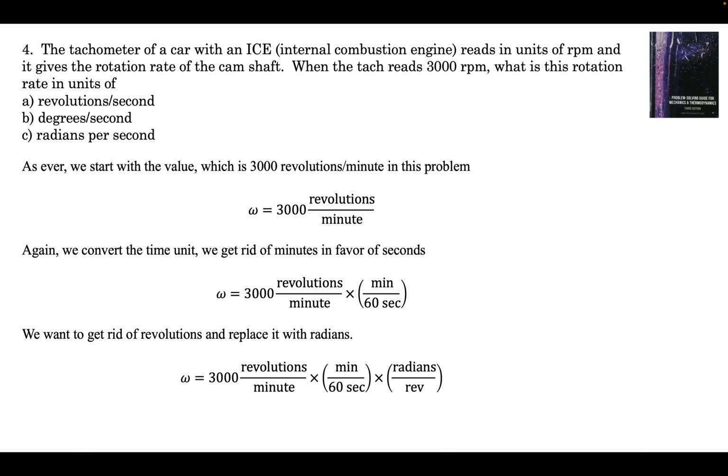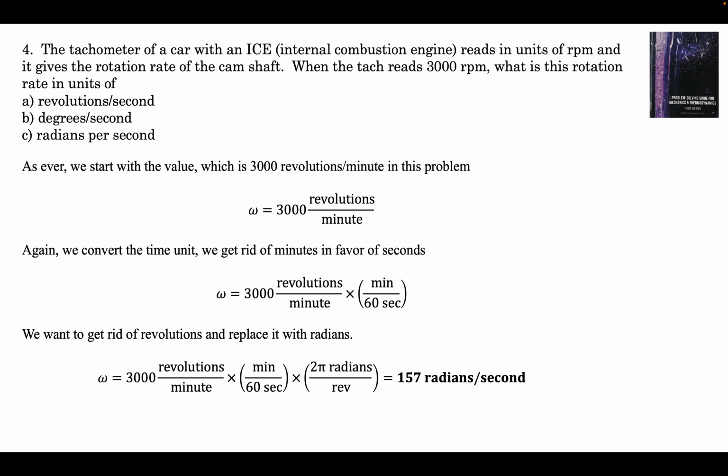And there are 2 pi radians. One time around is 2 pi. 2 pi radians is 1 cycle. 360 degrees, 1 revolution. So that's 2 pi radians. Now we have radians per second. The minutes cancel, the revolutions cancel. We have radians per second, which is what we want. We can take our calculator, multiply the numbers. 157 radians every second. And that's problem 4.